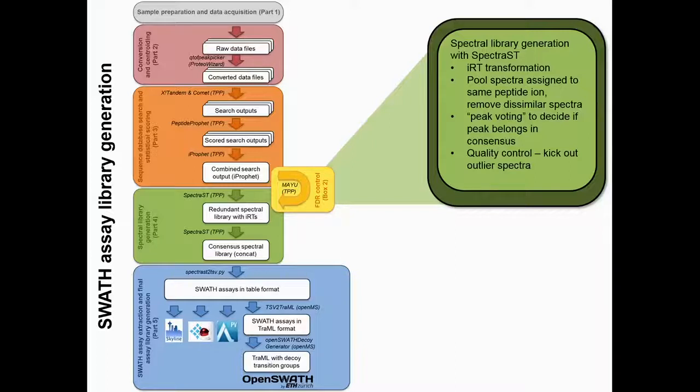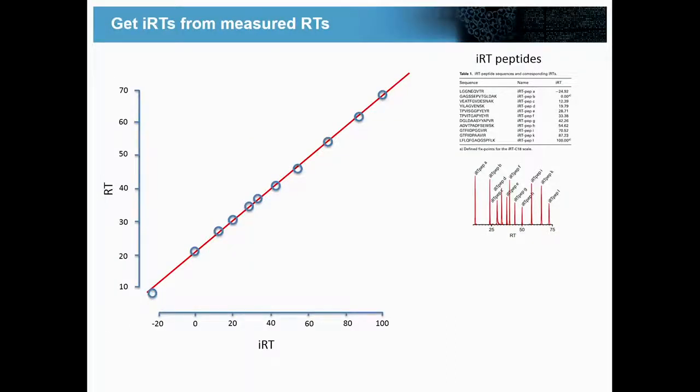Another thing we do at this stage is this IRT transformation. So I'm going to say what this is now. And there are basically some quality control steps here at the spectral level as well. So what about IRT? This has been mentioned now several times, but not really the details.